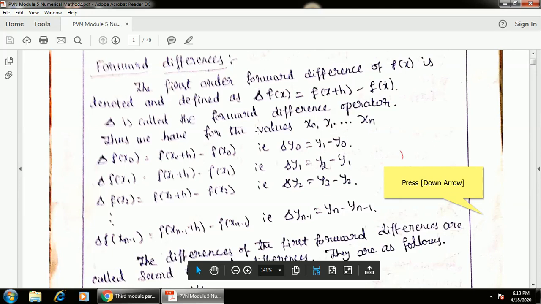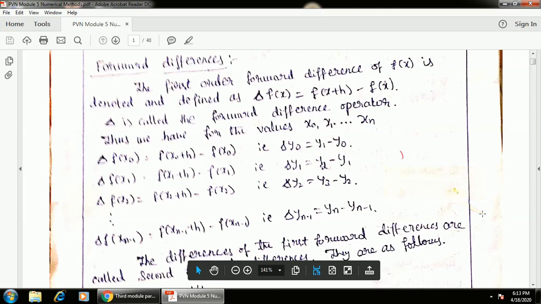minus y2. Similarly, delta of f of xn minus 1, the first order forward difference of the function at xn minus 1, is f of xn minus 1 plus h minus f of xn minus 1. xn minus 1 plus h is xn. f of xn is yn minus yn minus 1. These are the first order forward differences of the function at the above values of x and y.